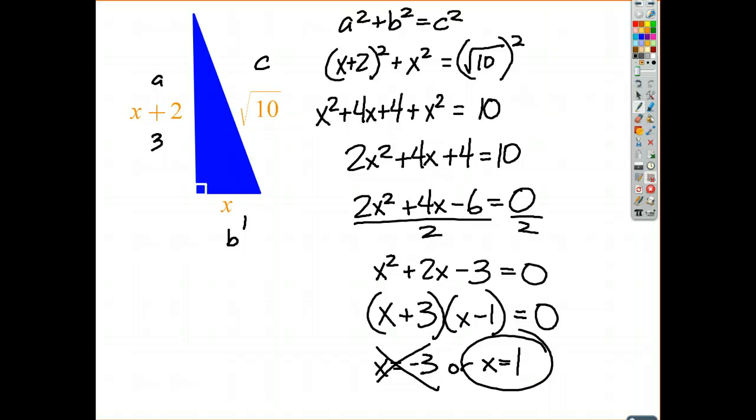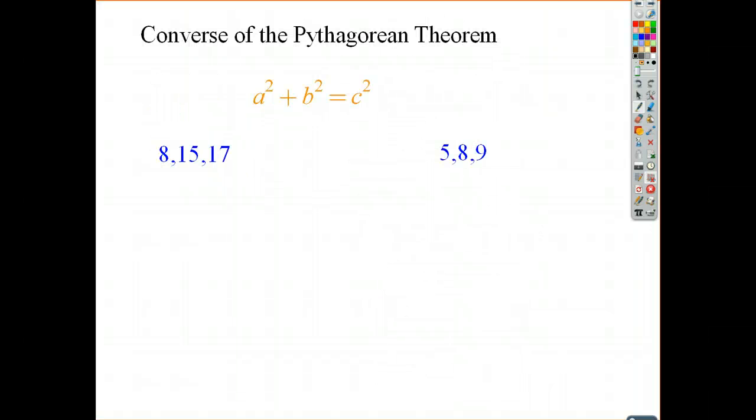Now, there's also this thing called the converse of the Pythagorean theorem. Basically what it says is if you can use the Pythagorean theorem to find a missing side, then you can use it to prove whether or not a triangle is a right triangle. Because this only works for right triangles, we can use this to determine if it is a right triangle.